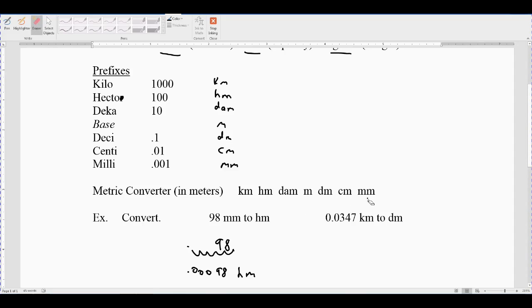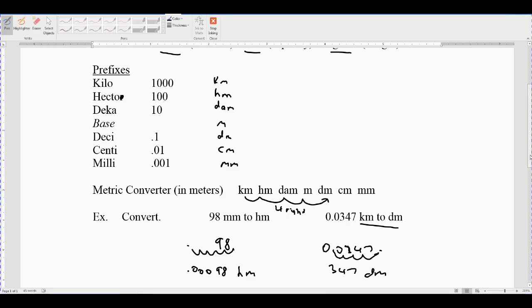Let's do this next example. We're going to go from kilometers to decimeters. So here's the kilometer. We're going to go to decimeters. 1, 2, 3, 4 to the right. So take that number and move the decimal 1, 2, 3, 4 to the right. So we have 347 decimeters.